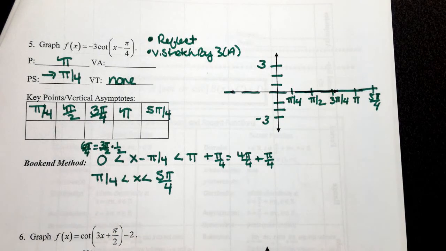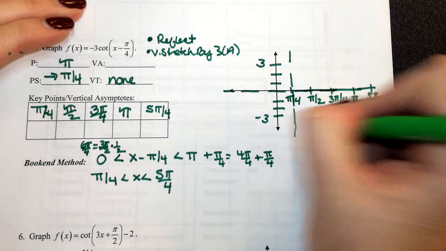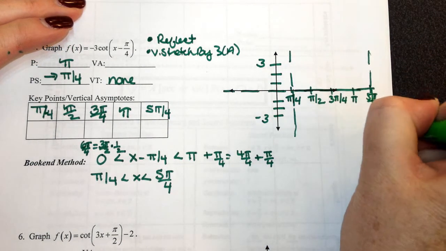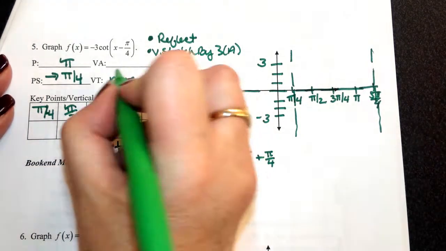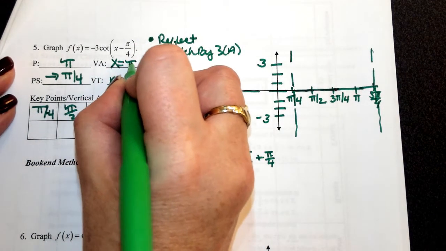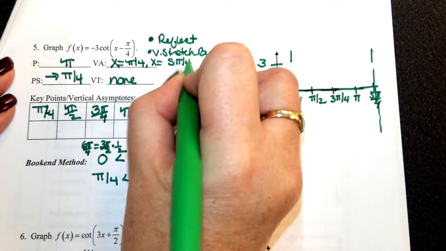Even though, ladies and gentlemen, I've taken this function and I've shifted it to the right pi over 4, when you graph a cotangent, just like a tangent, you are going to start and end with those vertical asymptotes. So I'm going to have a vertical asymptote at x equals pi over 4 and x equals 5 pi over 4.